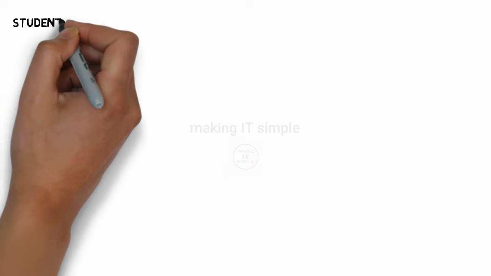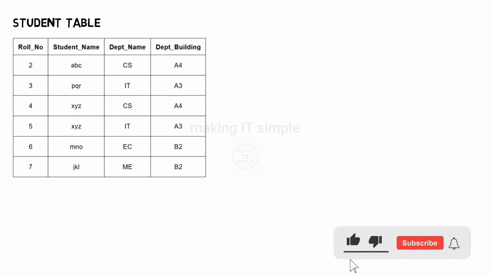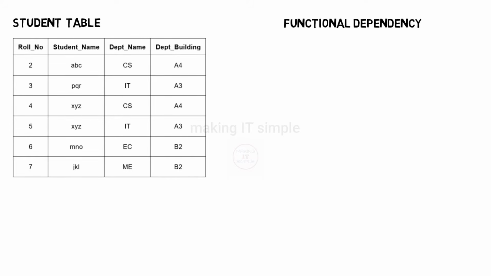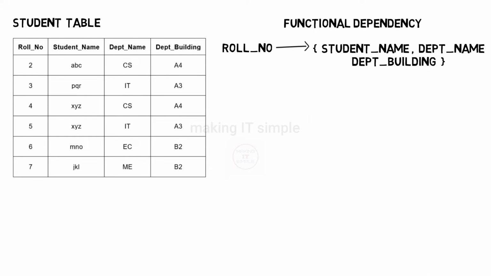Now let us take an example for better understanding. Consider this relation or a table, and based on this relation, let us check whether the functional dependencies are valid or invalid. So for the first one, let us consider this functional dependency. Roll number determines student name, department name, and department building.